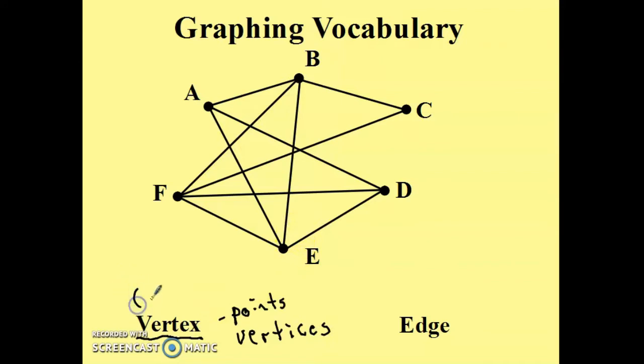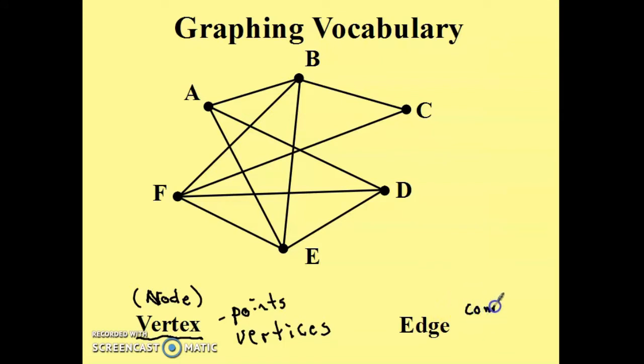Some refer to them as nodes. So if you have a problem that asks you about the nodes or a node, that's the same thing as a vertex. So in this graph, we have 1, 2, 3, 4, 5, 6 vertices, or 6 nodes. The edges are the connections between vertices.